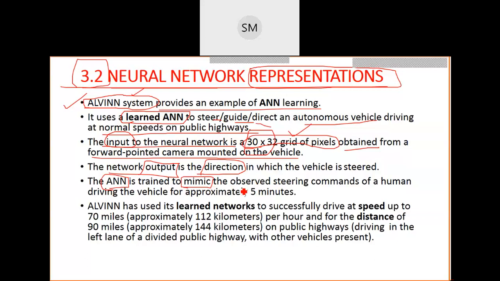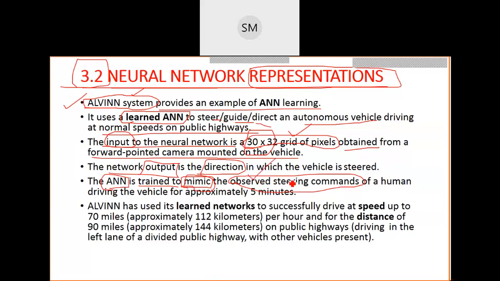Okay, see what it is doing. Our artificial neural network is trained. Why is it trained? So that it can mimic or copy the observed steering commands. Observed steering commands means it is getting the experience. In the first class I told you how human beings learn by observation, by experience, by practice. So here also our artificial neural network is learning something based on this observation.